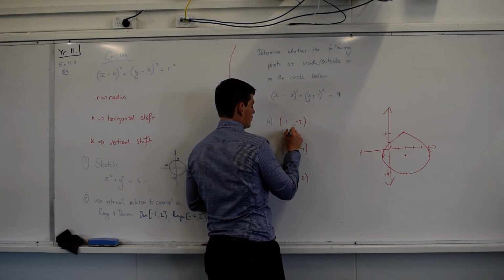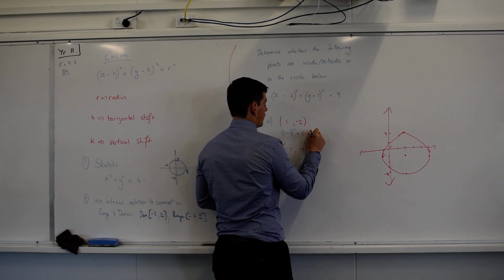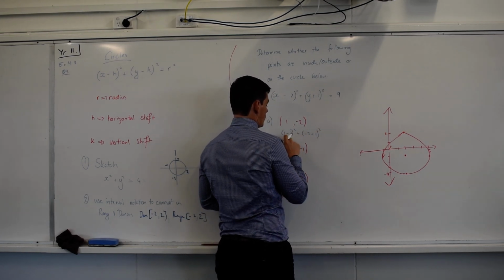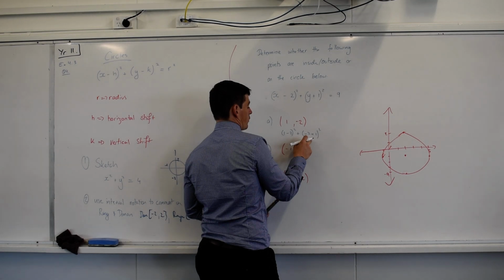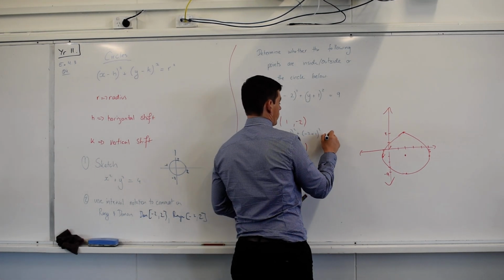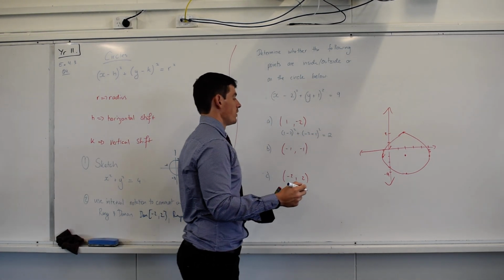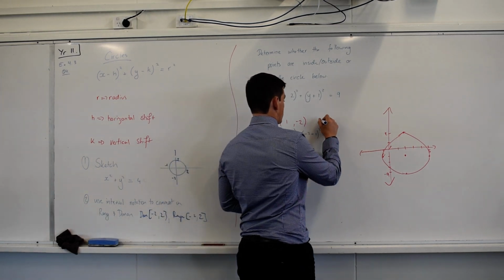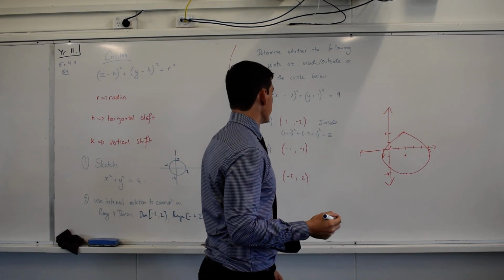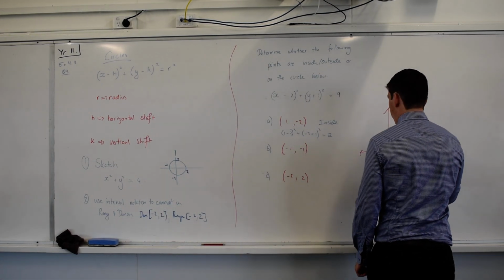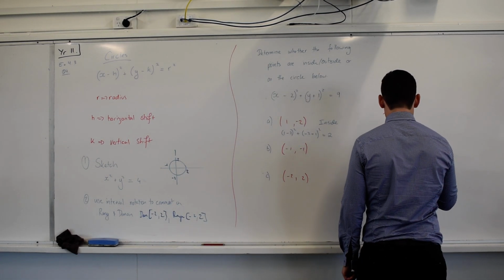So here, I'm just going to simply let (1 - 2)² + (-2 + 1)². What's that? -1 squared is? 1. -1 squared is? 1. So that equals 2. So that point is inside. And we can check that. This is why drawing the diagram is helpful. If we go to the point 1, -2, we see that we are inside our circle.